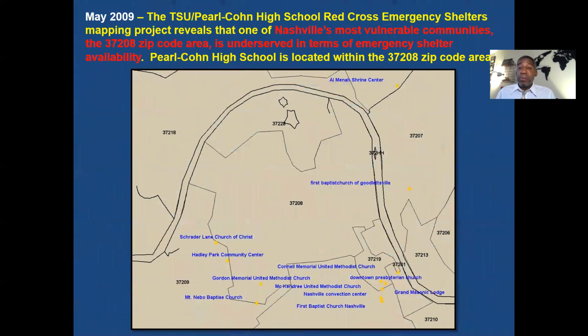Now, what was interesting was if we go back to that 37208 zip code area, notice that there was a lack of coverage in terms of Red Cross shelters. And so the Red Cross had no idea that this disparity existed. And so that's why mapping is important. That's why looking at things spatially is very important. When we see things on a map, sometimes we see things that we've never noticed before that were within a table full of data. And so that's the power of using mapping in many cases.